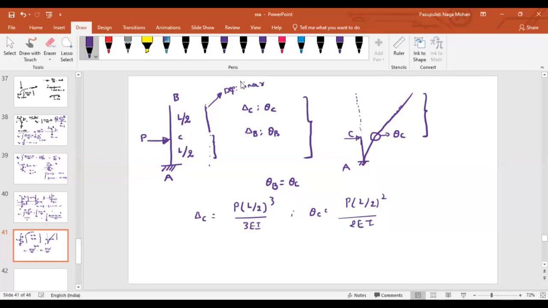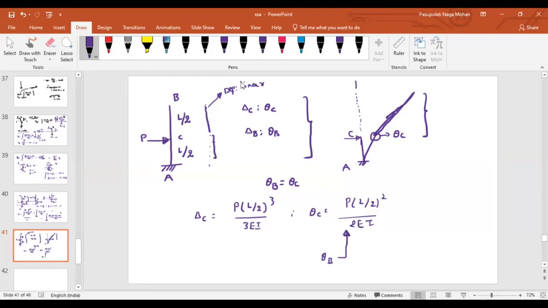As there is no bending moment, the part BC will deflect linearly. That means here it just rotates with respect to point C. Now, what will be your rotation at point B? Rotation at point B is also the same as the rotation at C.